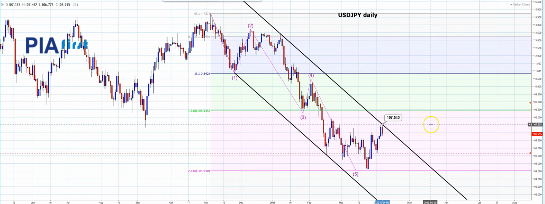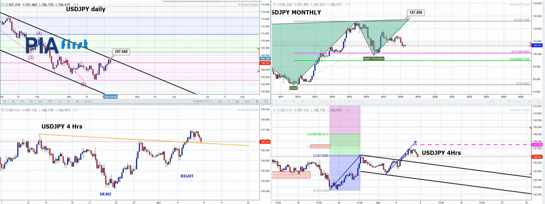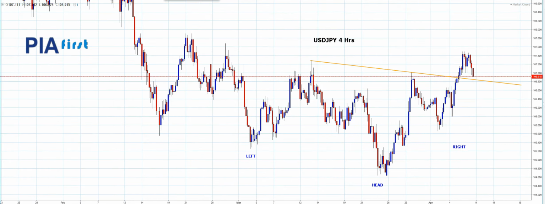Now, we obviously need to see a break of that resistance level to push this pair higher, or we're going to be looking at buying dips. And again, a pretty solid area of support is around about 105.60. Breaking down into shorter time frames, and there's two pretty interesting patterns here.